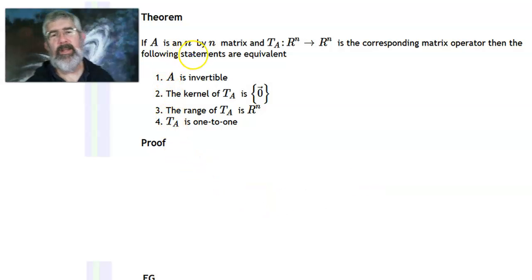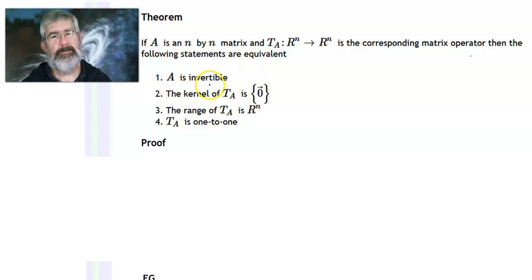If A is an n by n matrix, so a square matrix this time, and T sub A is the corresponding matrix transformation from Rn to Rn. Actually, it's a matrix operator. It is a transformation, but remember, if your domain and codomain are the same space, we call it an operator. Then the following statements are equivalent.